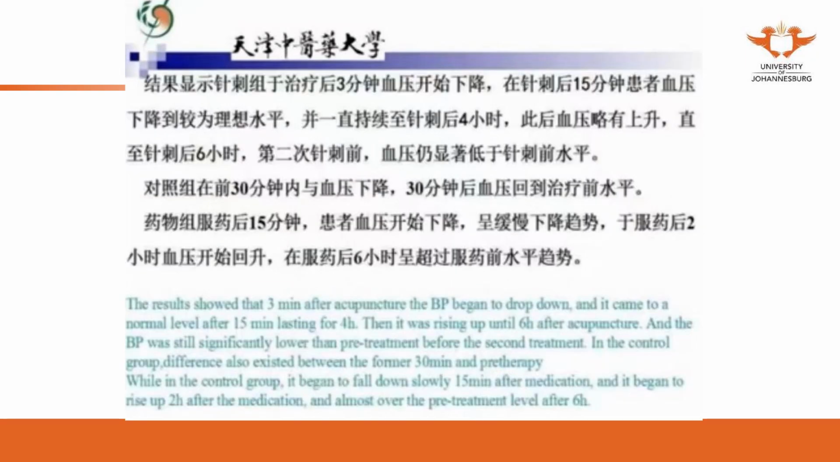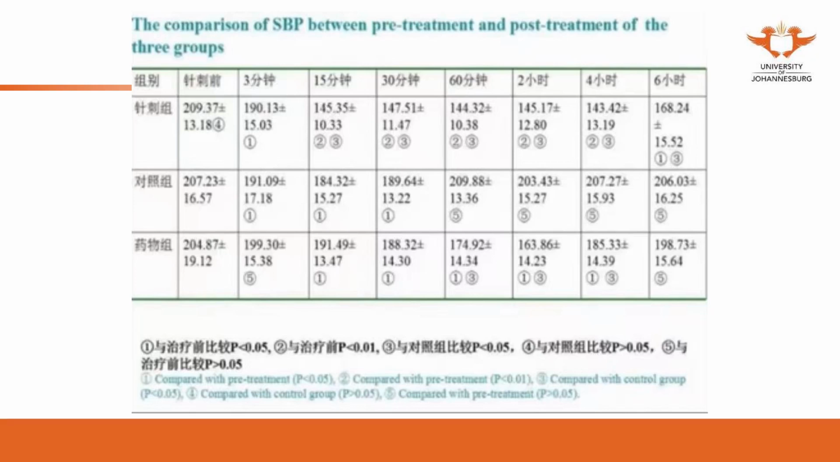And the results from the acupuncture group with the manipulation, the blood pressure starts to drop in 3 minutes, and it can maintain for a few hours. So that's the SBP before the treatment: acupuncture group, control group with the medication, the acupuncture group without manipulation. After 3 minutes, after 15 minutes, you can see the blood pressure can drop dramatically, almost back to normal. After 30 minutes, after 60 minutes.